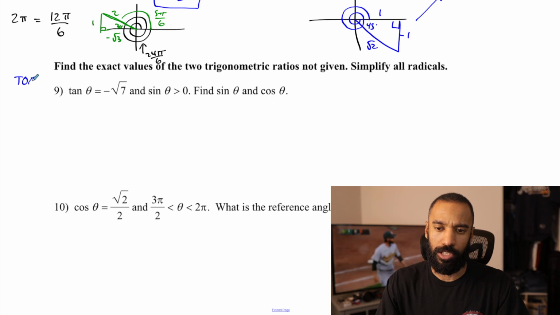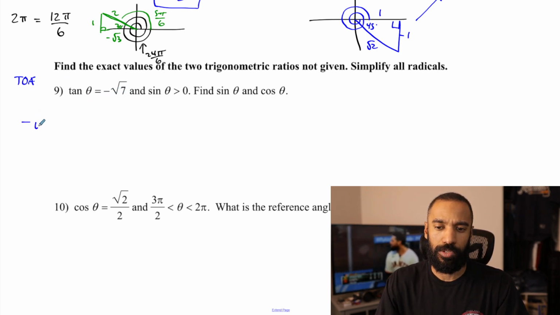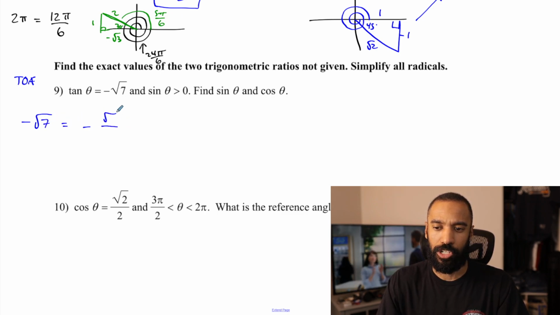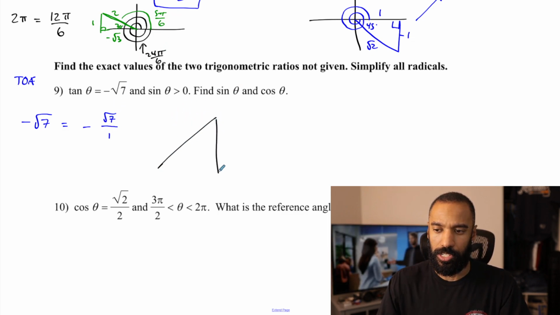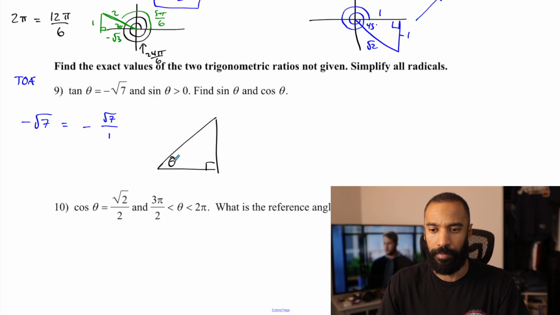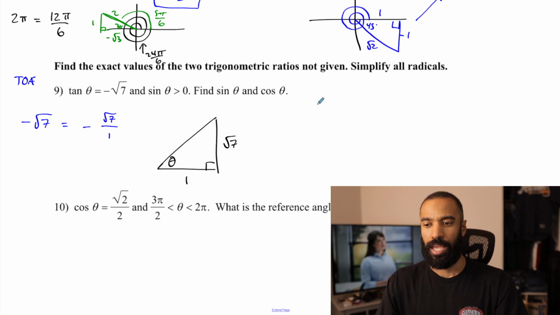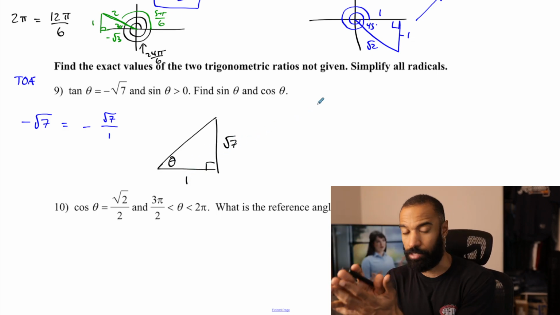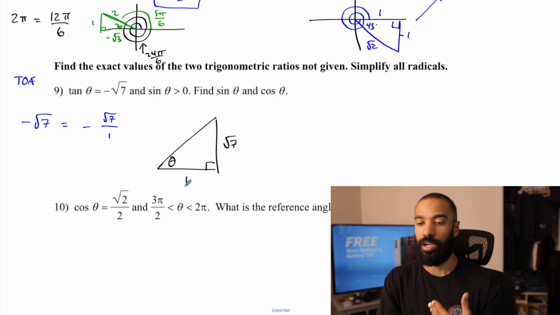So tangent of theta is negative root 7. Now tangent being TOA is some sort of ratio, opposite over adjacent. That means that negative root 7 doesn't have to just be written as that. It is negative the fraction root 7 over 1. Somewhere there is some right triangle, and I'll talk about the quadrants in a second, but somewhere there's some right triangle that can be built where if this is your angle theta, I can represent some root 7 here and some 1 here, and it doesn't have to be these exact values. The idea is that's the ratio, that this value is root 7 times larger than that one.